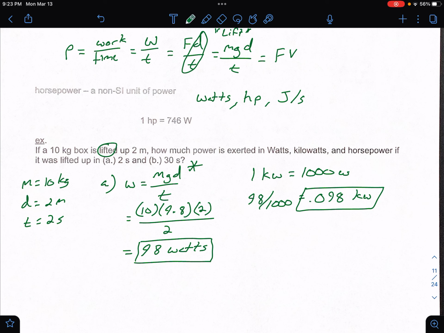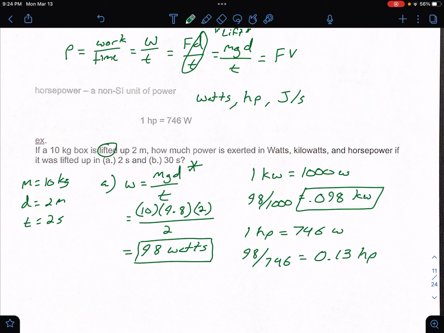So I've got kilowatts, I've got watts. Now I'm going to get to horsepower. So remember, 1 horsepower equals 746 watts. So if I've got 98 watts, I'm going to take that 98 and divide it by 746. So that means I've got a whopping 0.13 horsepower. So again, it's not like your big engines.